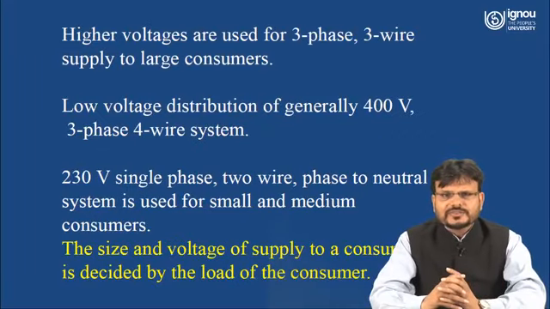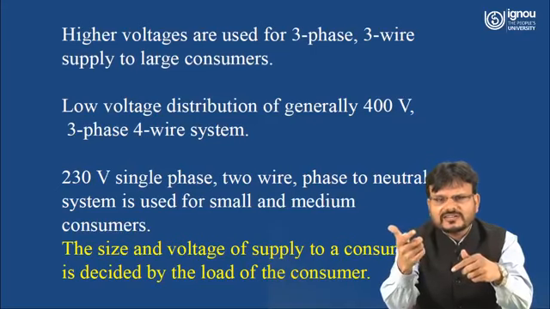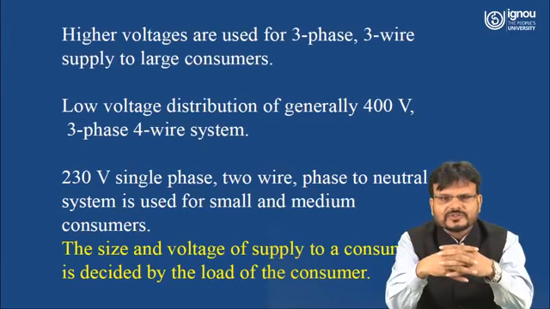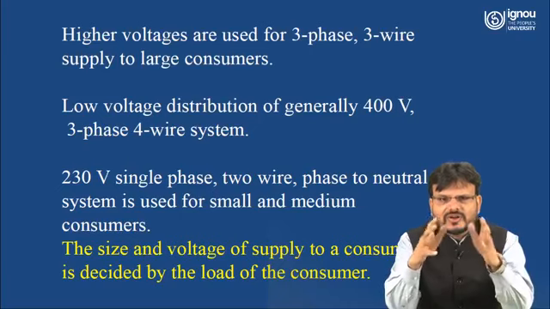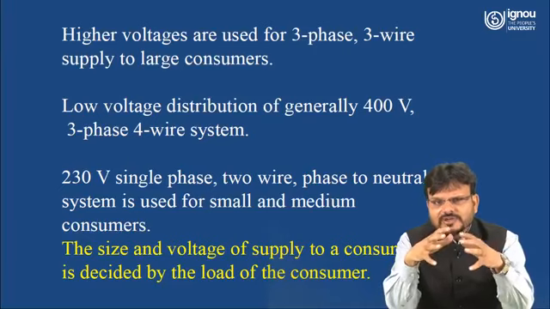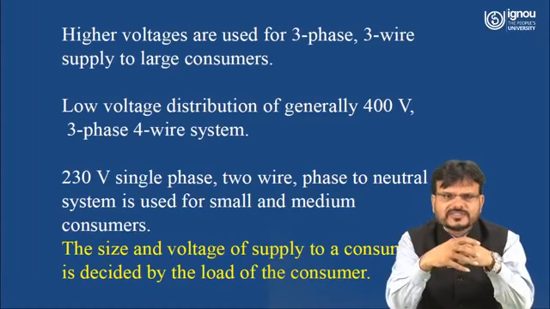The higher voltages are used for 3-phase 3-wire supply to large consumers. And in case of low voltage distribution, generally 400 volt and a 3-phase 4-wire system is used. As I already told you, 3-phase 4-wire means, suppose there is a balanced load. A balanced load has 3 phases: first is R, second is Y and third is B, and the fourth wire is the neutral wire. Balanced load means all these 3 phases have equal load. That means there is no current in the neutral wire. It will be discussed in a later stage also.